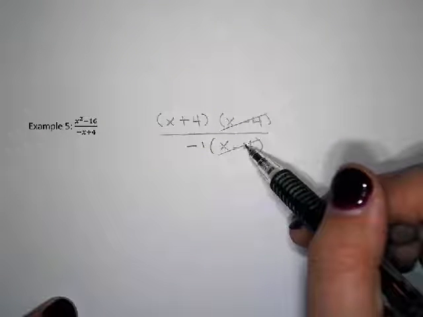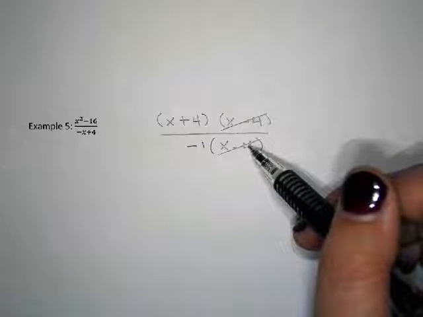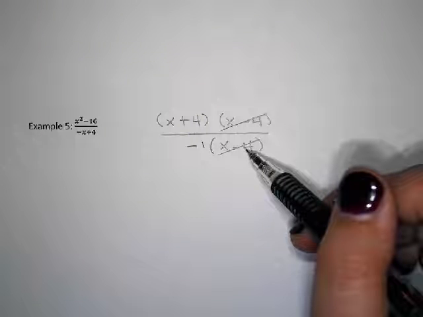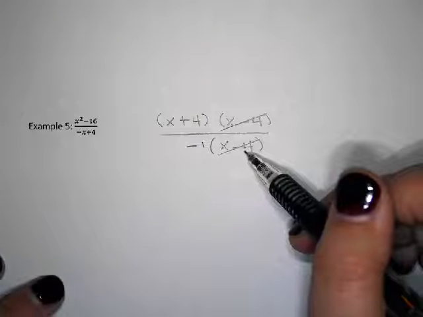0 divided by anything is 0, except for itself. 0 over 0 is undefined. You can ask Siri. Siri has a good answer for that.